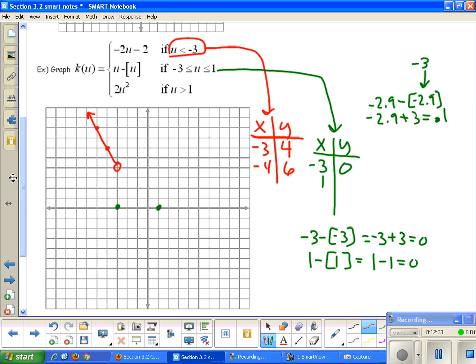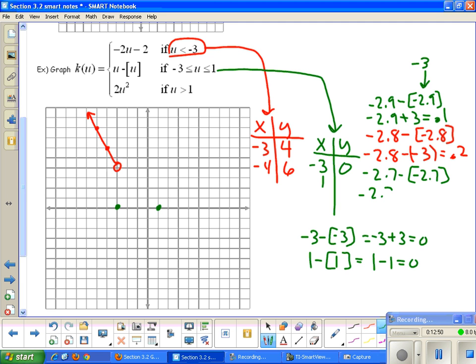So if I do another point, let's do negative 2.8. It would be negative 2.8 minus negative 3, since this rounds down to negative 3. So negative 2.8 plus 3 ends up giving me 0.2. Then if I do another value, negative 2.7, the greatest integer function of negative 2.7 rounds down to negative 3, so that would be minus minus again. So that ends up being plus, so negative 2.7 plus 3 ends up giving me 0.3.